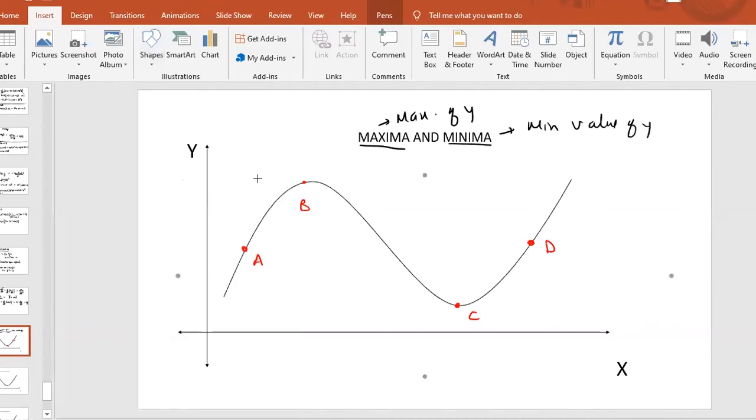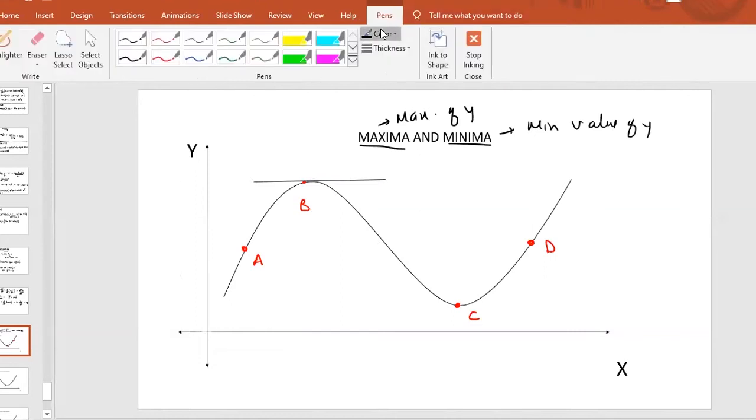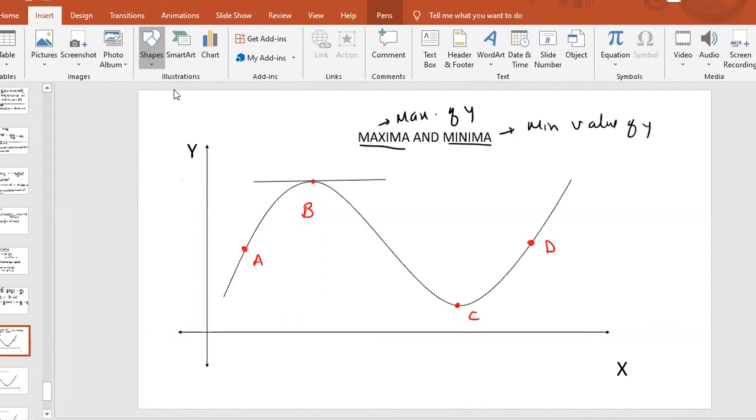Now, if I draw the straight line touching point B, can you say that point B is maxima or not? Point B is maxima. This is point B. If I draw the straight line which is touching this graph at point B, then we can say that this point is maxima. And similarly, we can draw the same thing in a minima condition also.